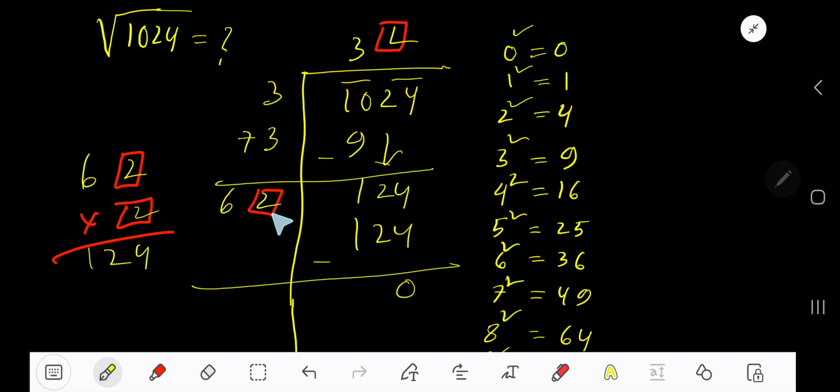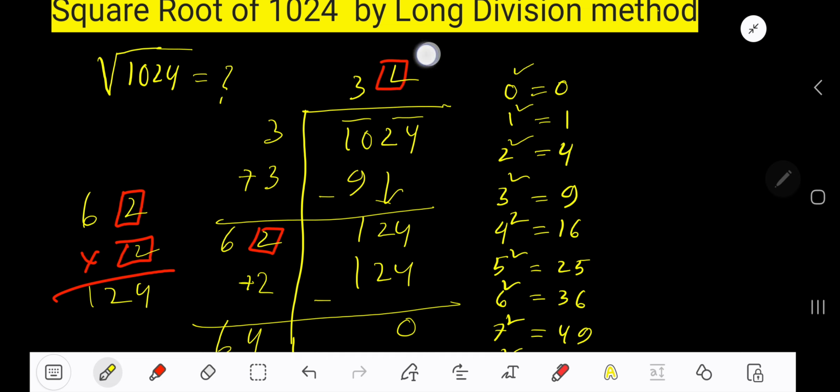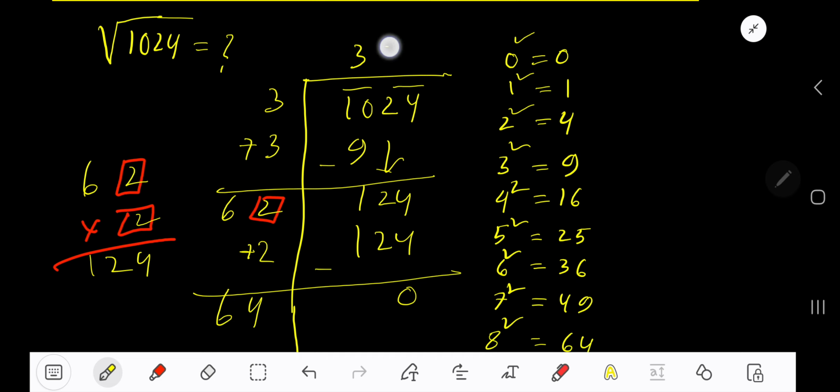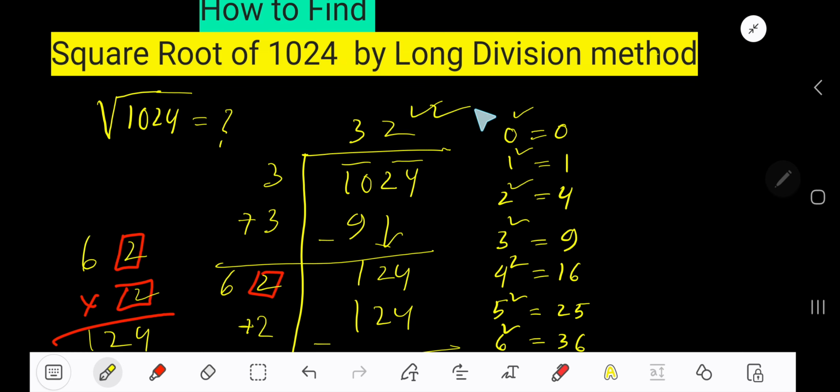Since we have placed 2, you can write 2 here and add 4, 6. Look, this 64 is the double of 32. So from this we can say that our answer is correct. The square root of 1024 by the long division method is 32.